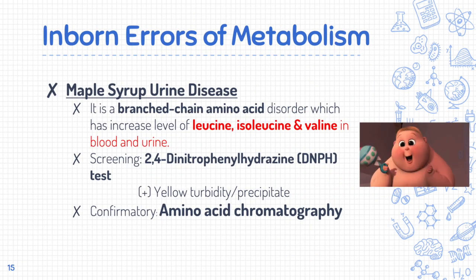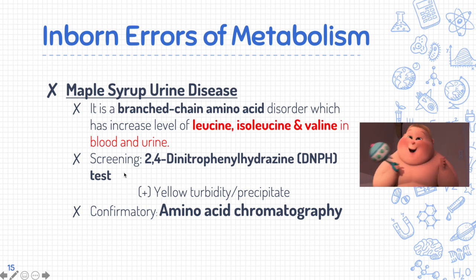So, moving on, when it comes to maple syrup urine disease, one of the most probable causes is a deficiency in a branched-chain amino acid enzyme, which results in an increase in leucine, isoleucine, or valine in your blood or in your urine. So these are actually the most common amino acids that are not metabolized properly because of MSUD. So what you do is have a screening test using the 2,4-dinitrophenylhydrazine test. If there is a yellow turbidity or a yellow precipitate, that would mean you're positive for MSUD, but you still need to perform confirmatory tests using amino acid chromatography. All right, so that is for your MSUD.